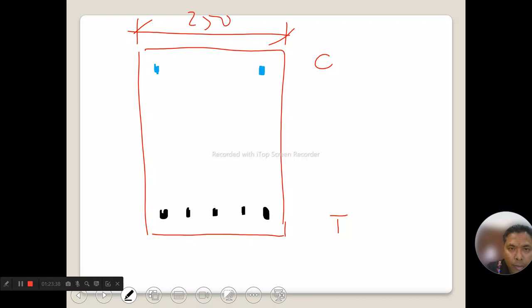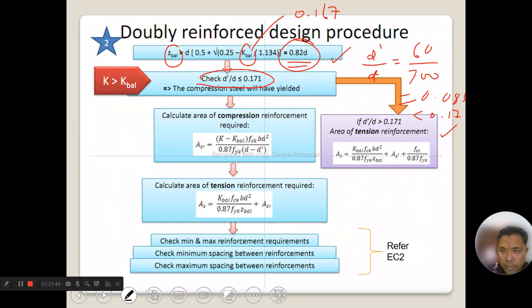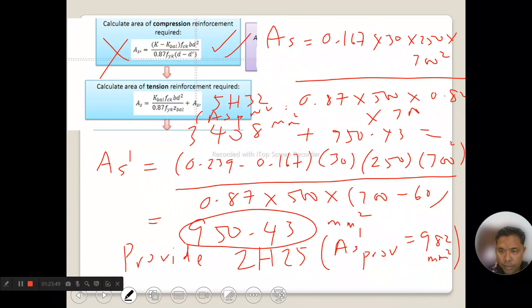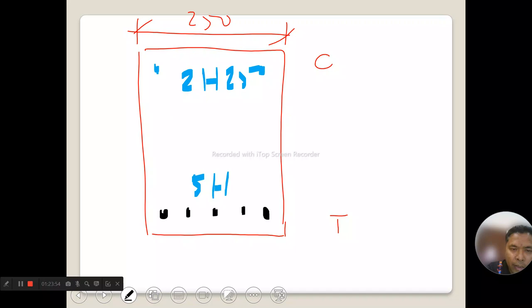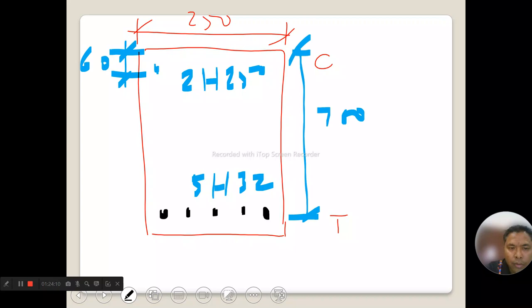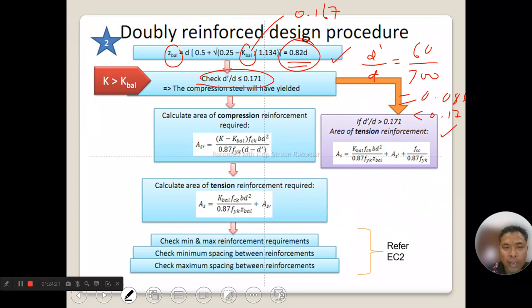So this one is 2H20 ke? Saya pun tak ingat. Berapa tadi untuk yang compression? Ah, 2H25, sorry. 2H25. Yang bawah ni adalah 5H32. Betul. Okay. And then you tahu jarak dari sini ke sini ialah D prime, which is 60. Jarak dari sini ke centerline bawah ialah D tadi, 700. FCK tadi kalau tak salah adalah 30 megapascal, and then height of the beam berapa, saya pun tak ingat, 700.5. So you look elok-elok. So ini dia punya steel arrangement.